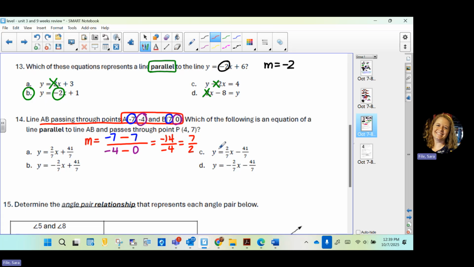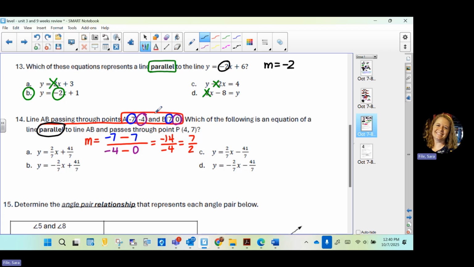Okay, so I know the given line has a slope of 7 over 2, and they want us to pick a line parallel to that. So it's got to have the same slope. So it's got to have, did we do that wrong? We did. Ah, I see what I did.